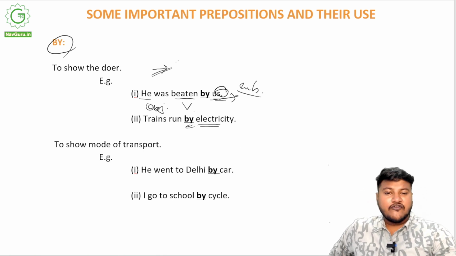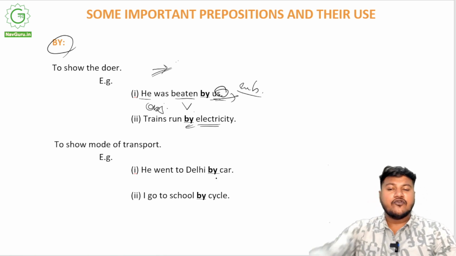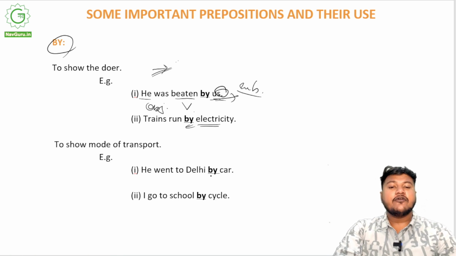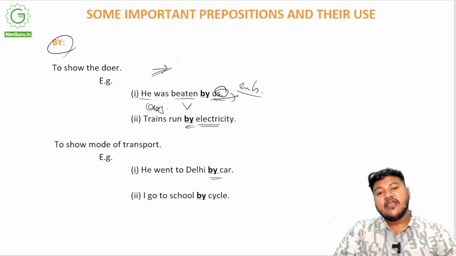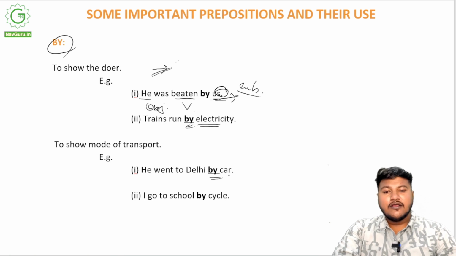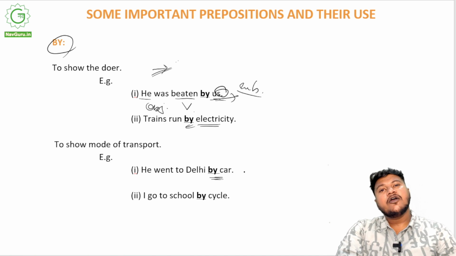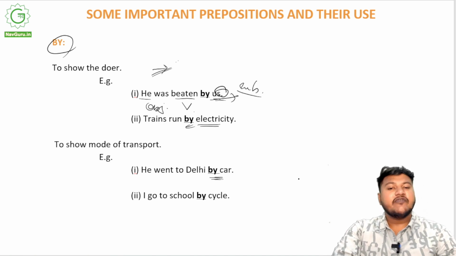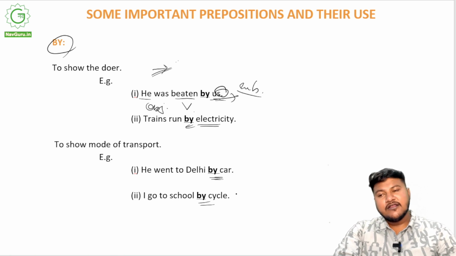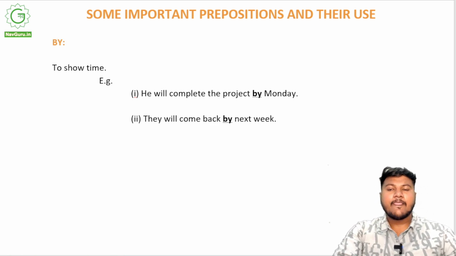Also, it can show mode of transport. Very common use of by is to show the mode of transport. He went to Delhi by car, he went to Patna by train, he went to Amsterdam by flight, right? So whenever we are letting someone know the mode of transport, we use by. I go to school by cycle, right? Similarly, mode of transport will always come with by.